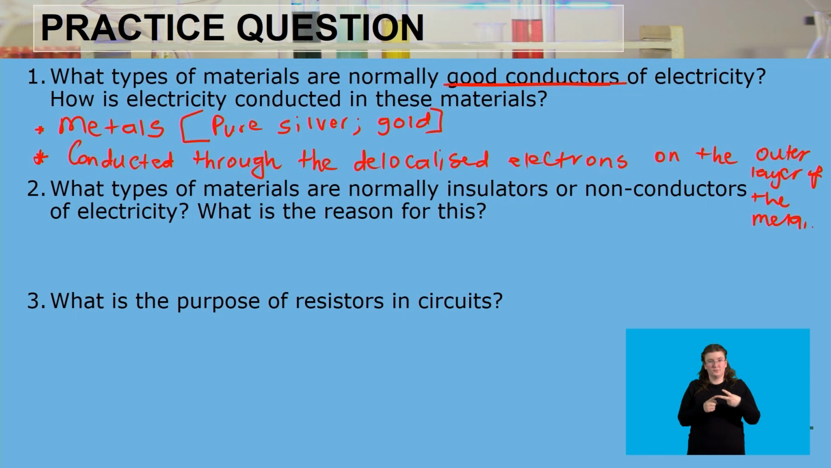Then question 2, what type of materials are normally insulators or non-conductors of electricity? Those are the materials that do not have free delocalized electrons on the outer shell. We can say, for instance, plastic. Plastic is an insulator because it doesn't conduct electric current. Now, what is the reason for this? Basically plastic, or we can just say non-metals.